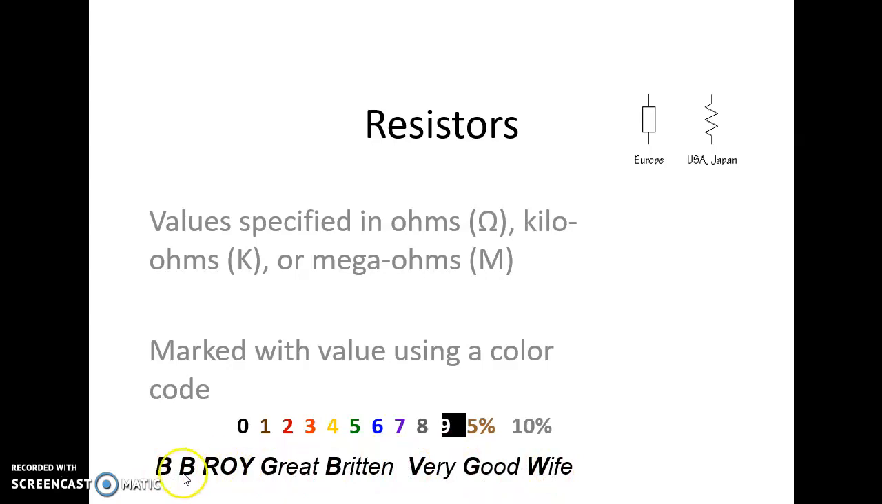So BB Roy. This is black, brown, red, orange, yellow, green, blue, violet, gray and white. Black is having a code of 0. Brown is having a code of 1. Red is 2, orange is 3, yellow is 4, green is 5. In this way we have 0 to 9 color codes, and this is golden.